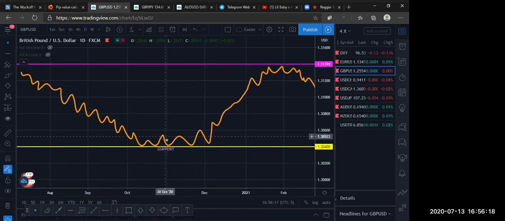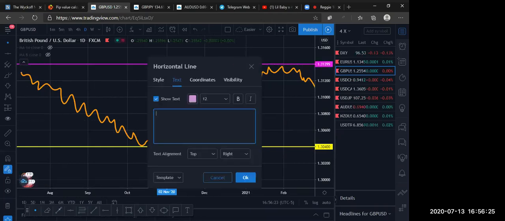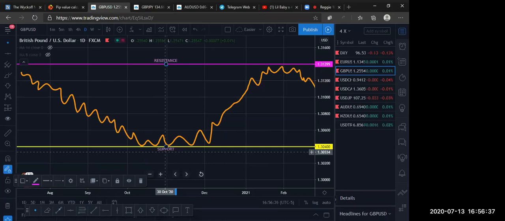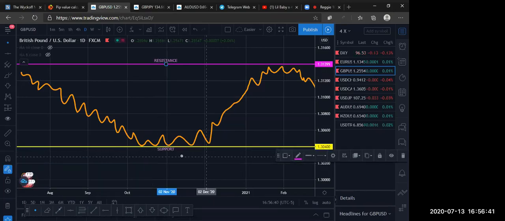Now the same thing for the roof. You bounce off the bottom a little bit, you start making your way up. Now the top line, this is resistance, because price is resisting from breaking this line.